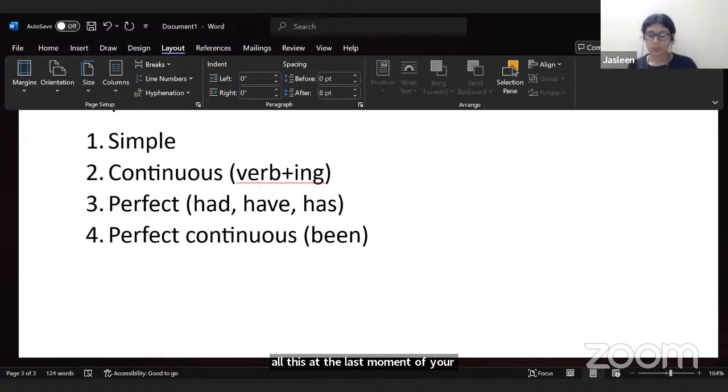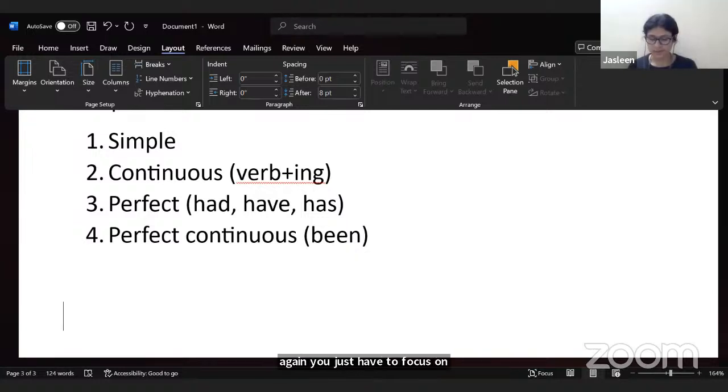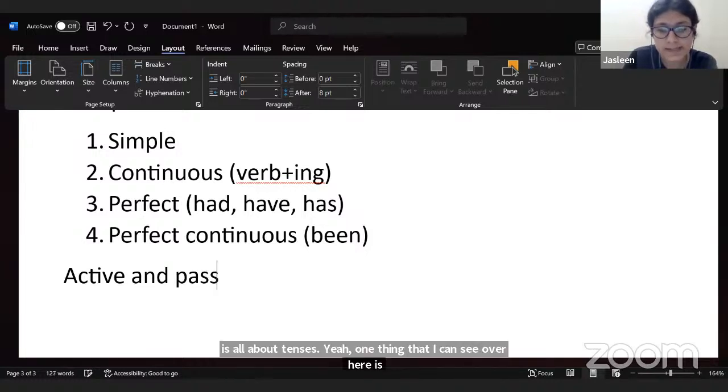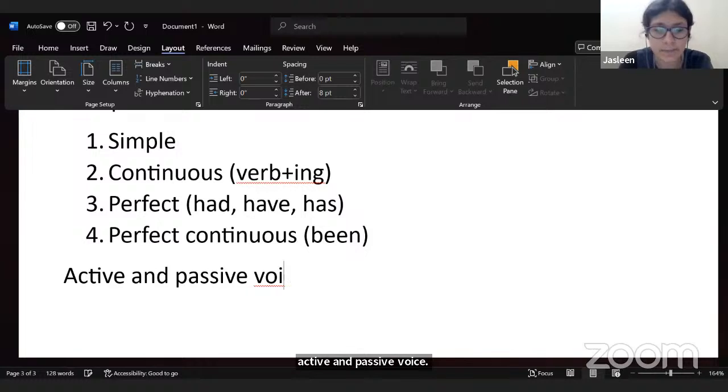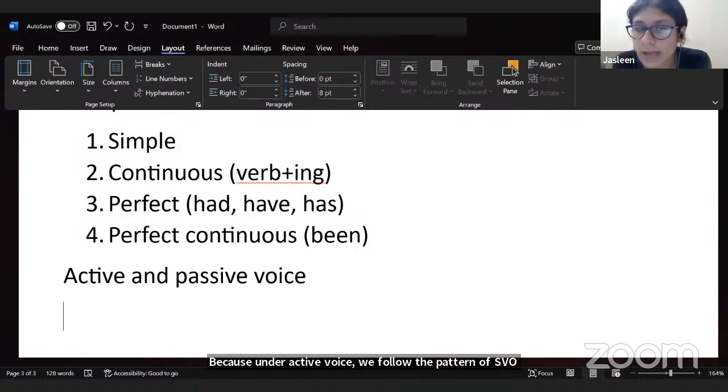Okay. Verb forms again. You just have to focus on tenses. That's all. Under verb forms, there is nothing more. Verb forms is all about tenses. Yeah, one thing that I can see over here is active and passive voice. Okay, so again, the tenses under active and passive voice differ, because under active voice, we follow the pattern of SVO, and under passive voice, the pattern changes.